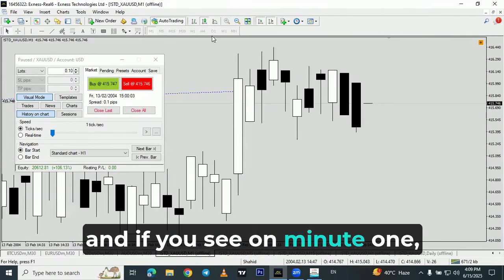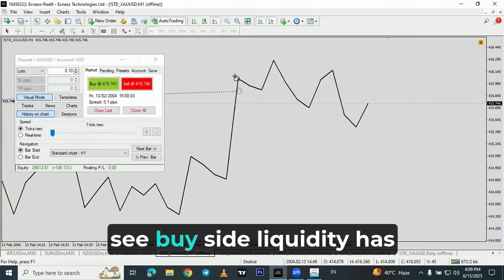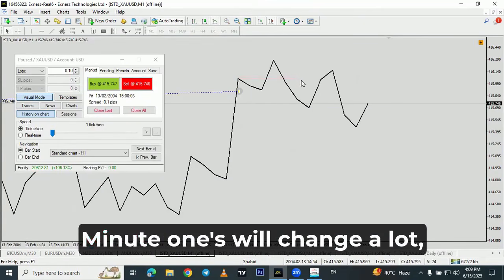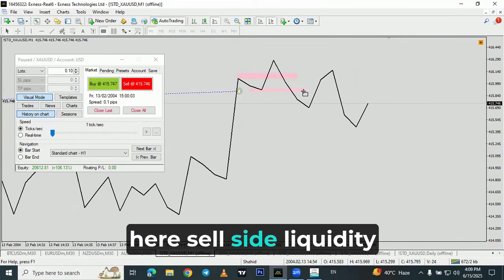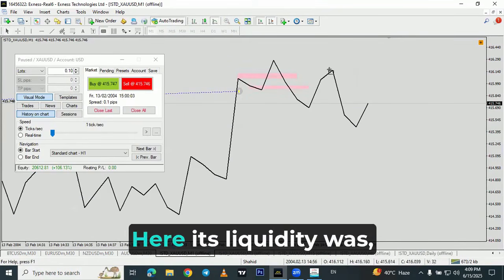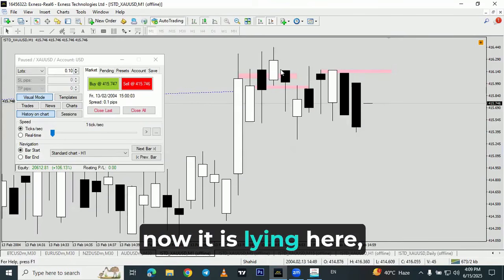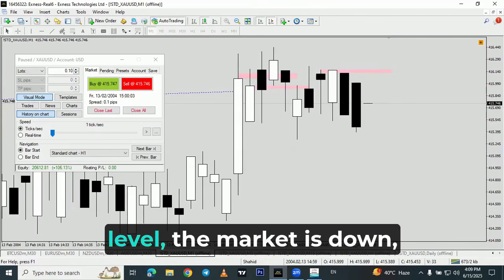And if you see on minute one, here this thing is structure. See, buy side liquidity has happened here, right? Minute ones will change a lot. I am giving a simple example here. Sell side liquidity has happened, right? Here its liquidity was, now it is lying here, it is coming after hitting some level, the market is down.